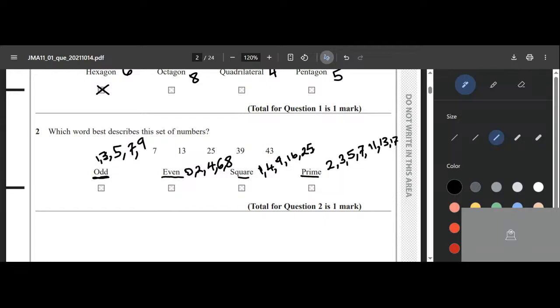So you are asked to check these numbers to see which name is to be given. We say that these numbers are odd numbers because we can look at 7, 3, 13, 25, 5 and 9, 43. So these numbers satisfy to be odd numbers. Then let us proceed with the next one.